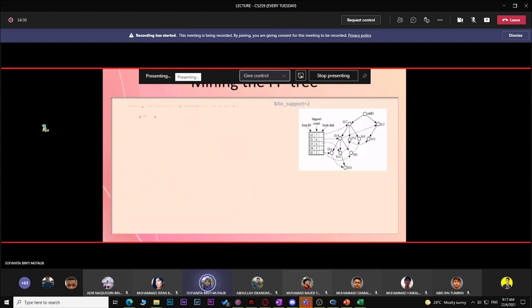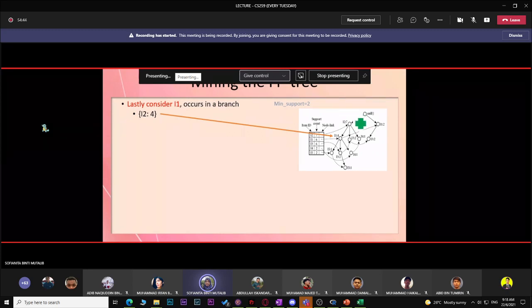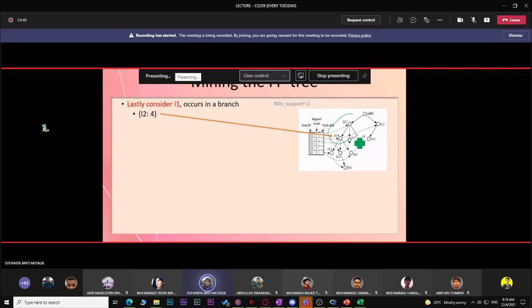Can you do for I1? I1 occur dengan items apa? I1 occurs with which items? I2. I2 only. Yeah, this one is not considered lah because this is null kan. So we look at the items occur with which prefix, or the corresponding prefix. So I2 only. So definitely you can see the outcome like this lah.